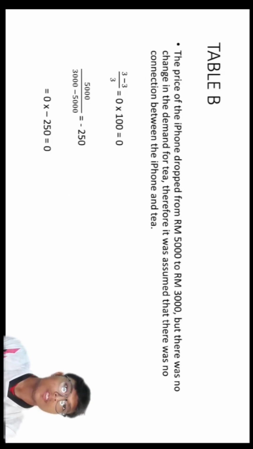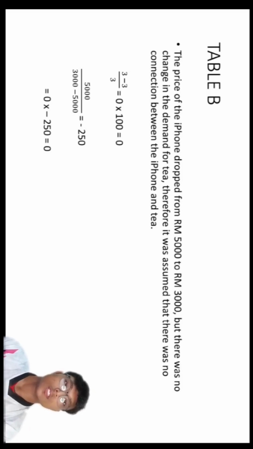Moving on with table B, the price of the iPhone dropped from 5,000 ringgit to 3,000 ringgit, but there was no change in the demand for tea. Therefore, it was assumed that there was no connection between the iPhone and tea. For the calculation, 3 packets minus 3 packets divided by 3 packets equals 0, multiplied by 100 equals 0.